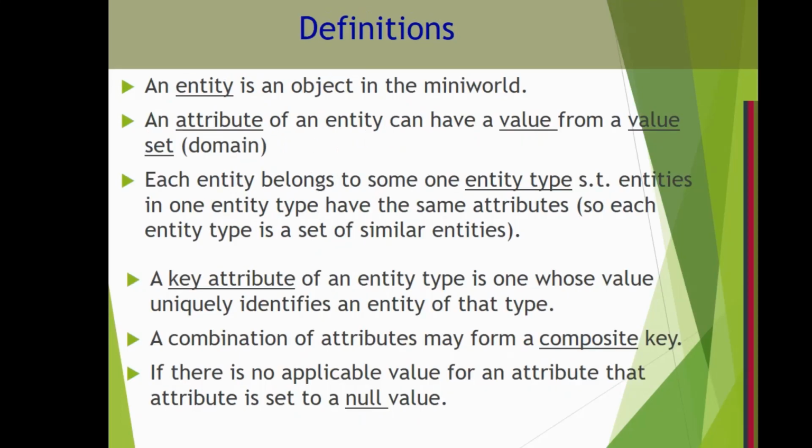So each entity belongs to some one entity type, such that entities in one type have the same attributes. So entity is nothing but a set of attributes. Now if I talk about student, I told you in the previous sessions also, like there is a student named Amit Kumar. Clear? I could have 50 Amit Kumars in my university. Suppose my university has 12,000 students. So Amit Kumar or Ashish Singh is a common name.